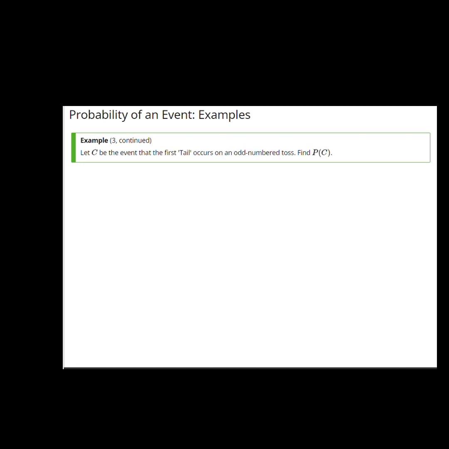Example 3. In example 3, recall that the experiment consisted of tossing a coin repeatedly until the first tails occurs. Let C be the event that the first tail occurs on an odd-numbered toss, for example, on the first toss, or the third, or the fifth, and so on. What's the probability of C? Here the sample space consisted of points like T, HT, HHT, and so on. There could be any number of tosses, heads, followed by a tail.